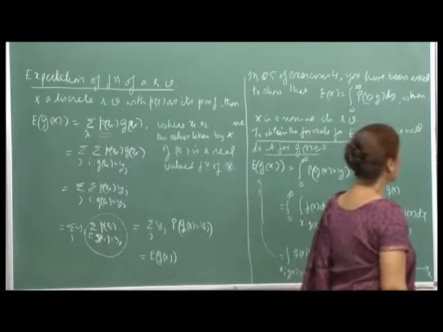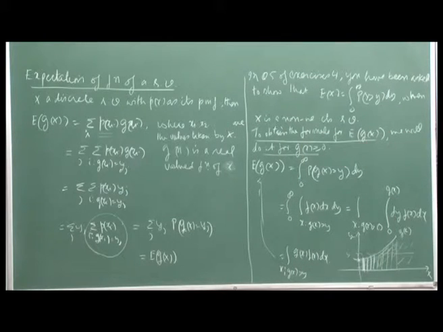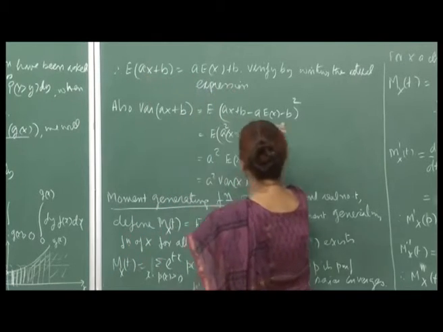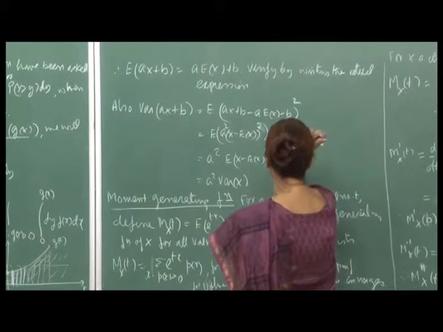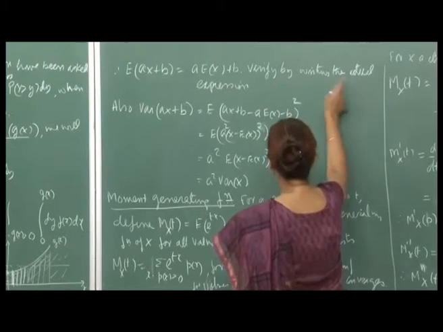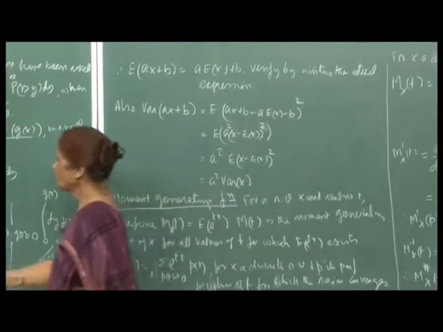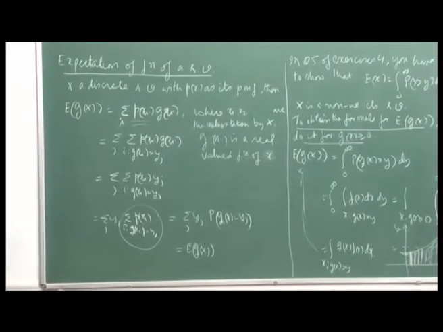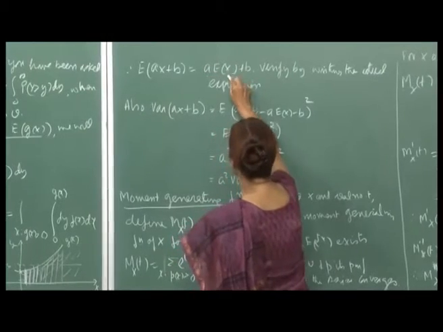And so, now immediately you can write down that if you take aX plus b as a function of the random variable X, then the expectation will be a E[X] plus b. Now, you can verify by writing the actual expression. That means, you can write out this expression and then show that what you get will be a times the expectation of X plus b.